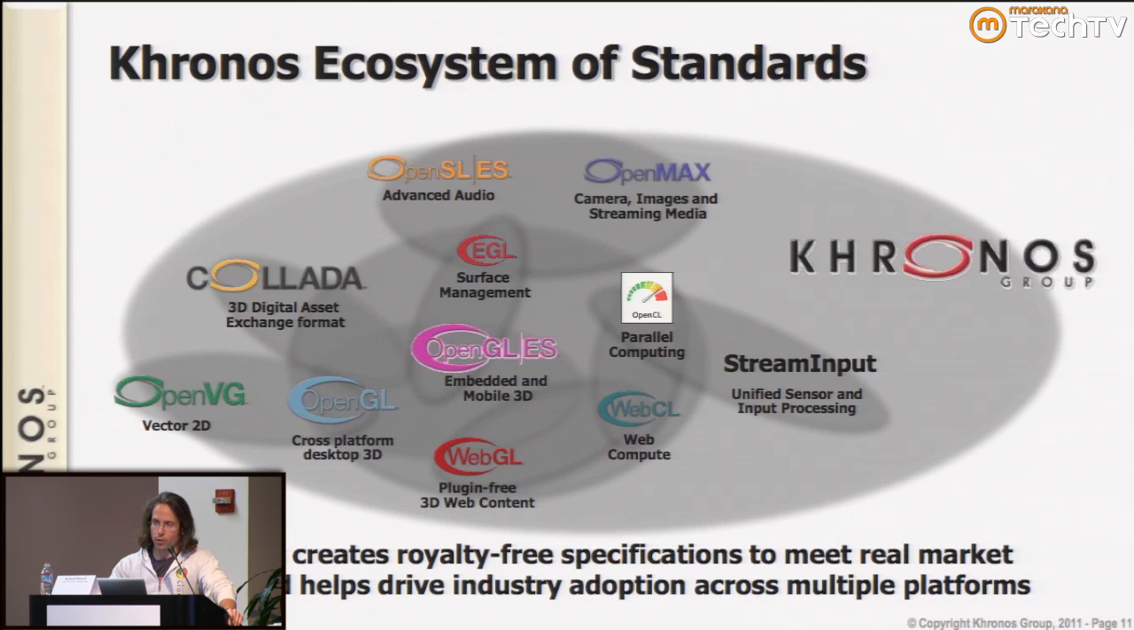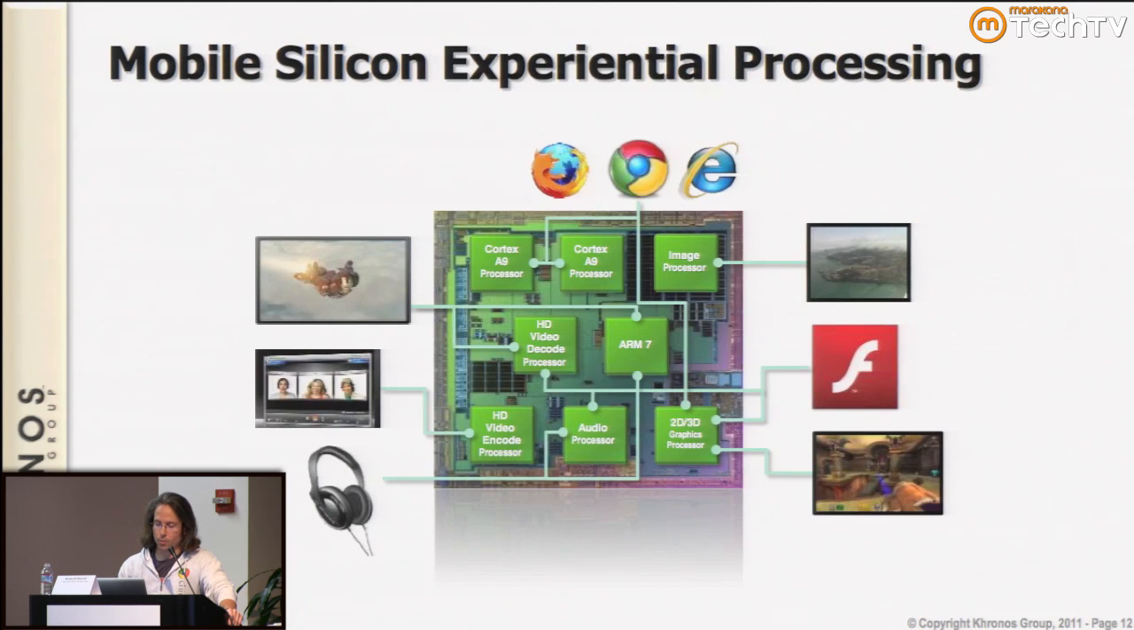And one of the new forays that Khronos has made is called Stream Input, which is a really, really cool input API that tries to define semantics for different kinds of inputs that you might receive into your application, and lets the application negotiate what it wants to receive from, say, the phone, because the phone actually has a lot of sensors in it, and you want those sensors to feed an input into your 3D game that you're running, hopefully in WebGL in the browser on the phone. So Khronos develops all of these kinds of standards to meet real market needs and help drive industry adoption across multiple platforms.